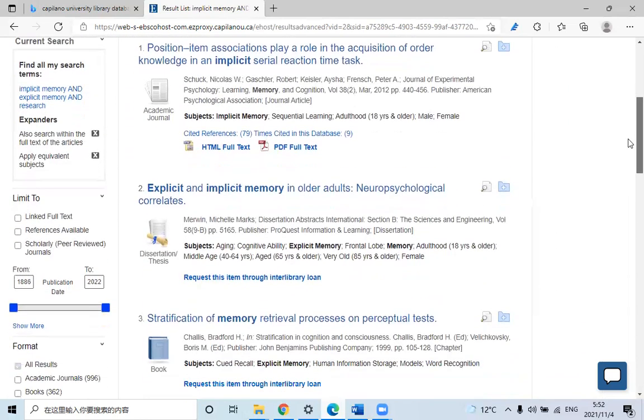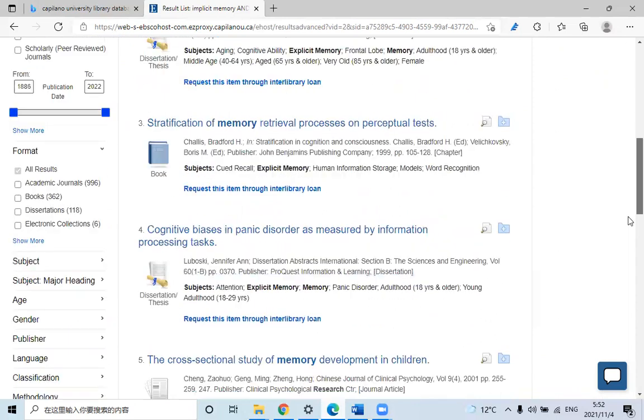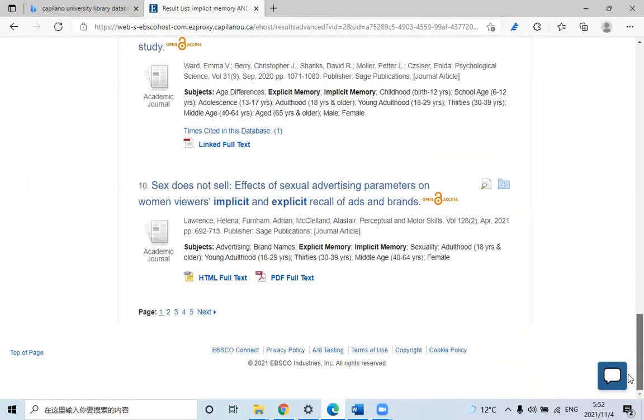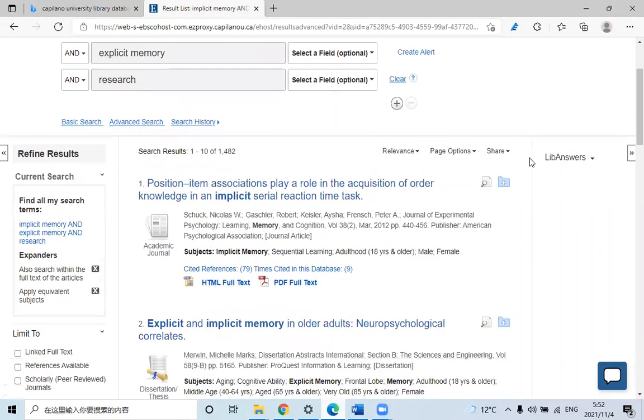Here are the results. There are a lot of articles on implicit memory and explicit memory. You have pages and pages. And now it's time to make selections.